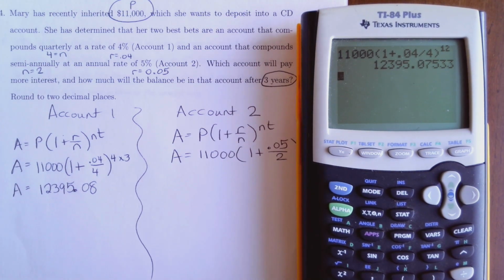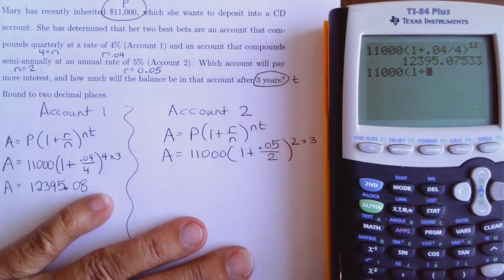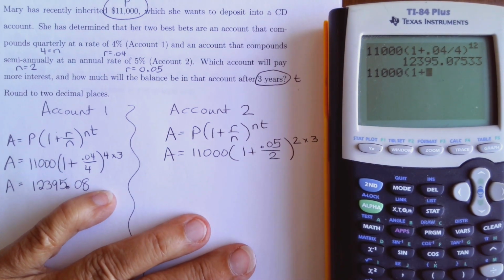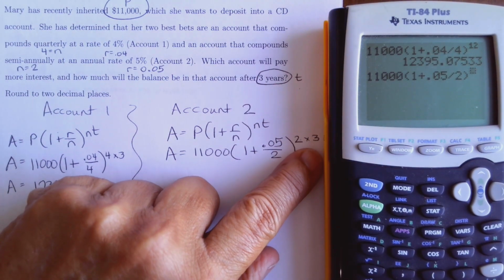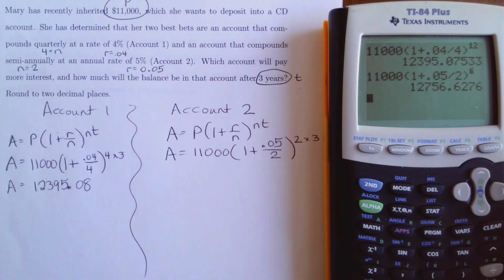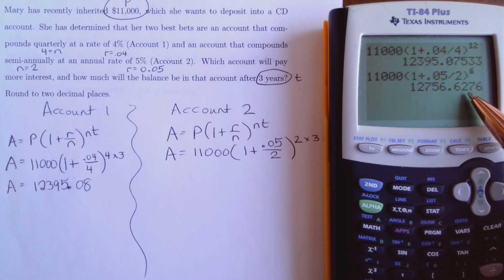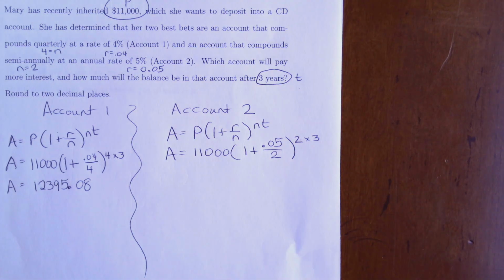All right. The second one is 11,000, 1 plus 0.05 divided by 2. And we're going to raise that to the 6th power, right? So that gives us 12,756 and 63 cents. Okay.